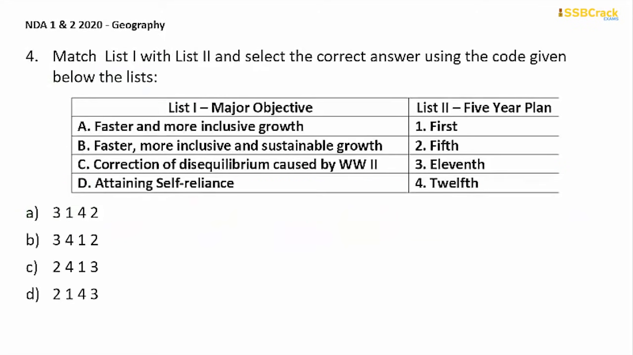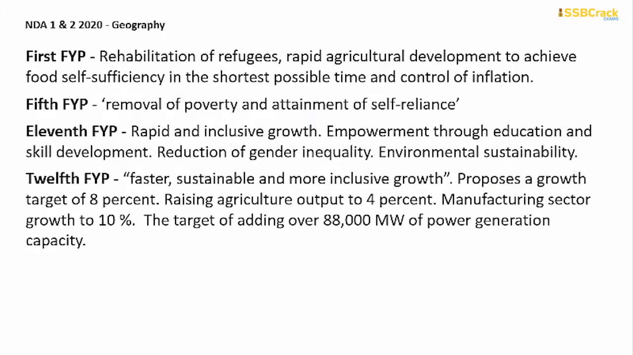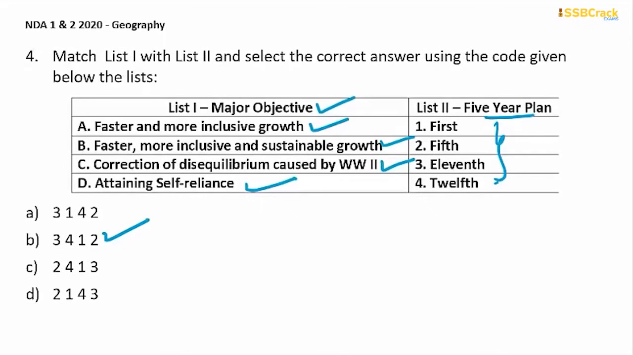Now, the last question that we are going to discuss is a match-the-following type, which is also based upon 5-year plans. You were given two lists. In list 1, you have the major objectives, and in list 2, you have the 5-year plans. You have faster and more inclusive growth in option A, then option B is faster, more inclusive and sustainable growth, then correction of disequilibrium caused during World War II, then attaining self-reliance. You have to make the correct match with the 1st, 5th, 11th, and 12th 5-year plan. The correct answer is option B: 3, 4, 1, and 2.